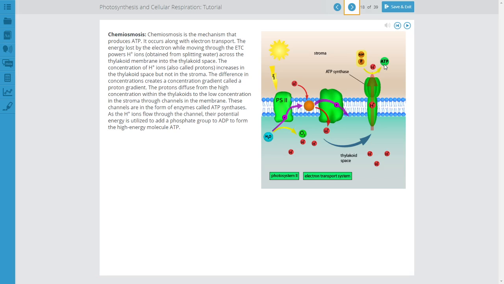Now remember, ATP is like a charged up battery. So at the end of all of this, water went in, sunlight went in, oxygen came out, we're done with the oxygen, but we also made ATP and NADPH. And that's what happens during the light reactions, okay, the light dependent reactions.